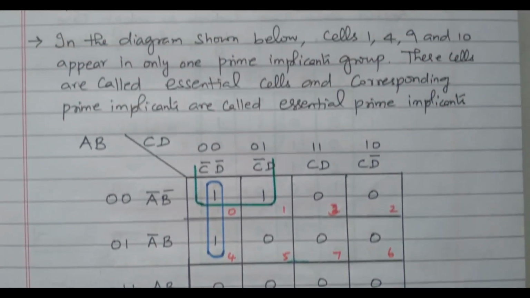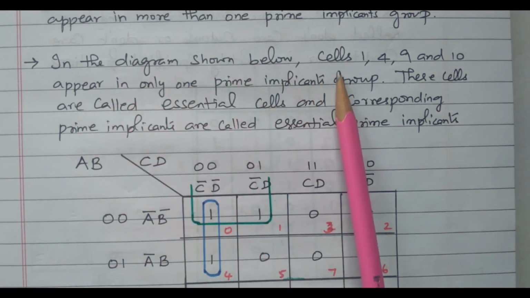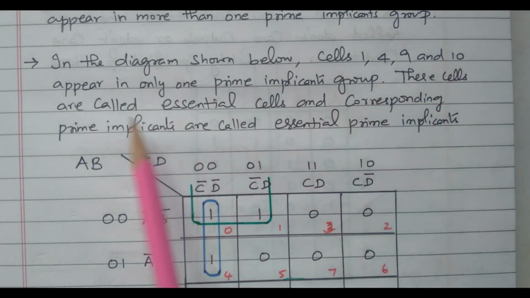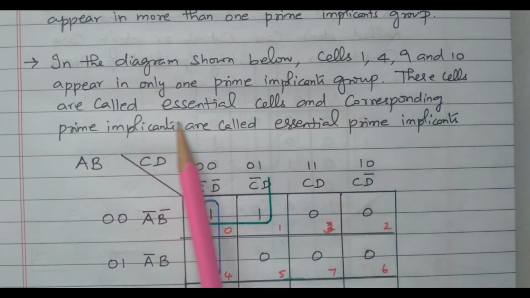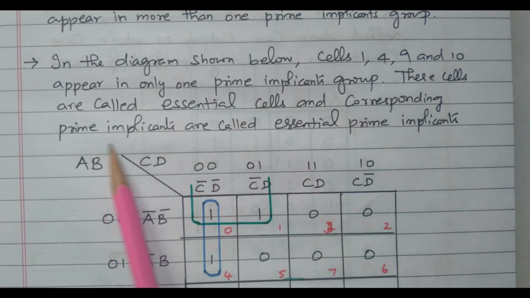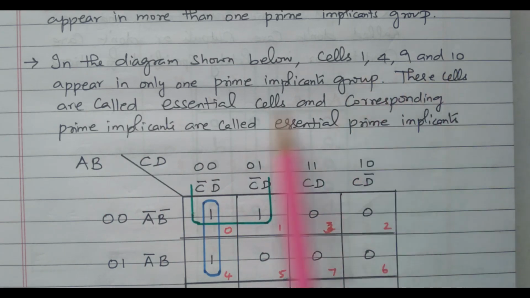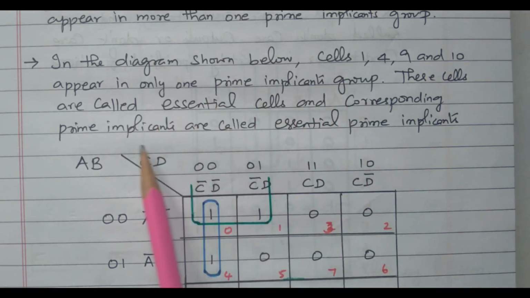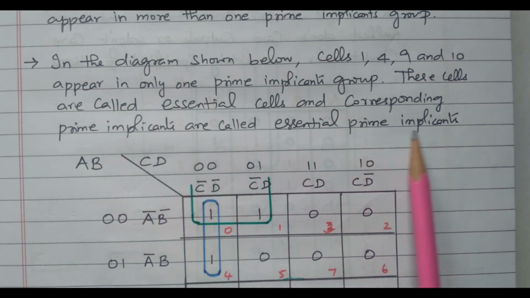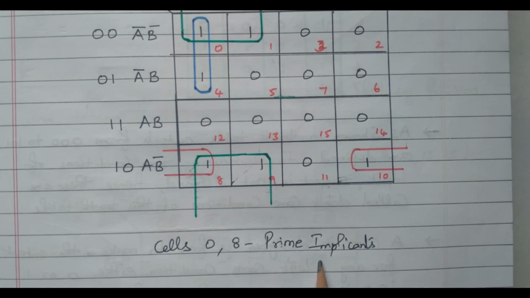We will see the description. So in the diagram shown below, the cells 1, 4, 9 and 10 appear in only one prime implicant group. These cells are called essential cells and the corresponding prime implicants are called essential prime implicants, right? This 1, 4, 9, 10 appear in only one prime implicant. Those are called essential cells. Then their prime implicants are called essential prime implicants, right? This 0 and 8 are available in both the groups. So that is called a prime implicant, right?